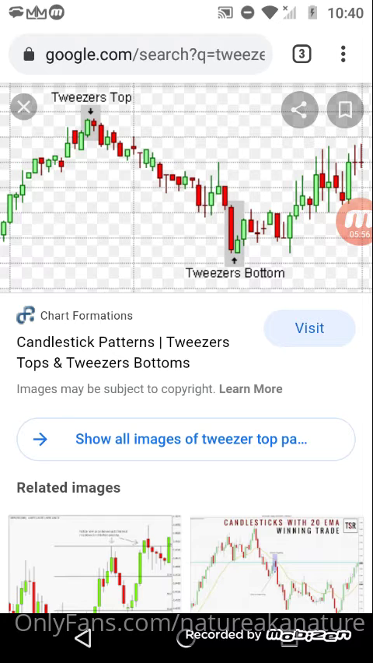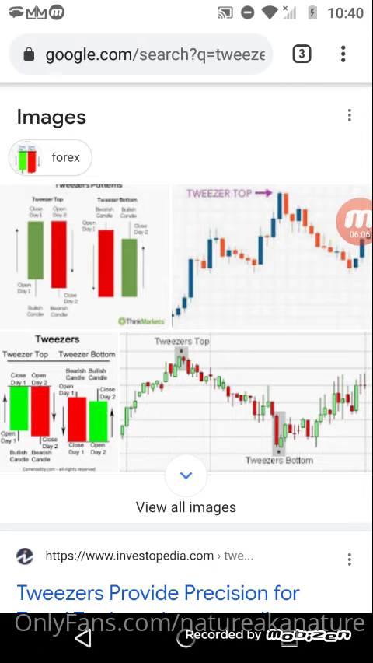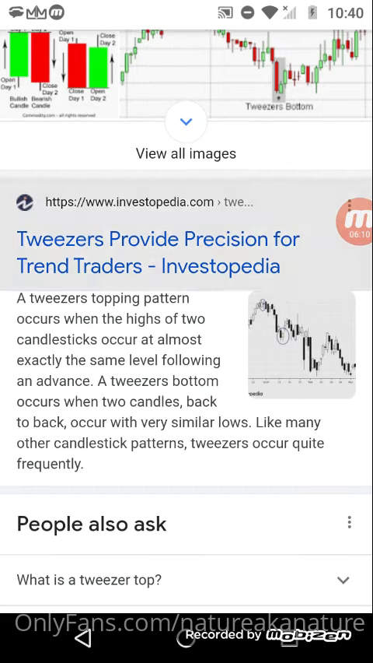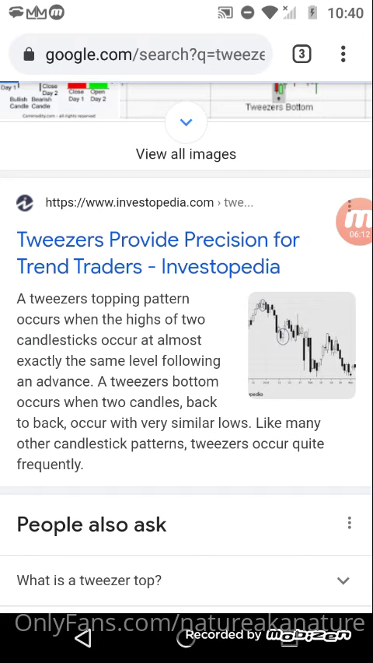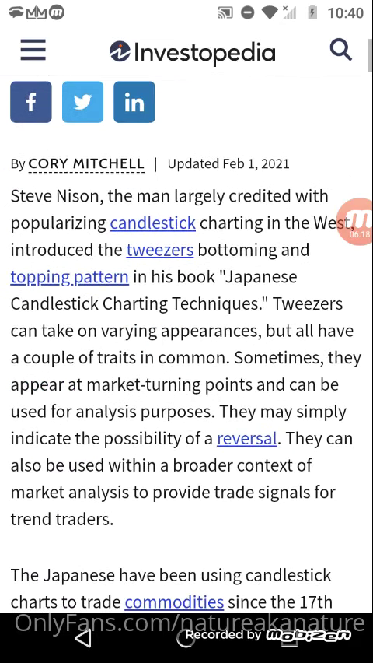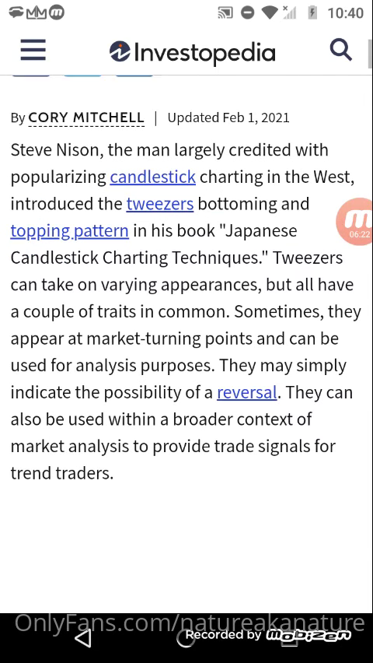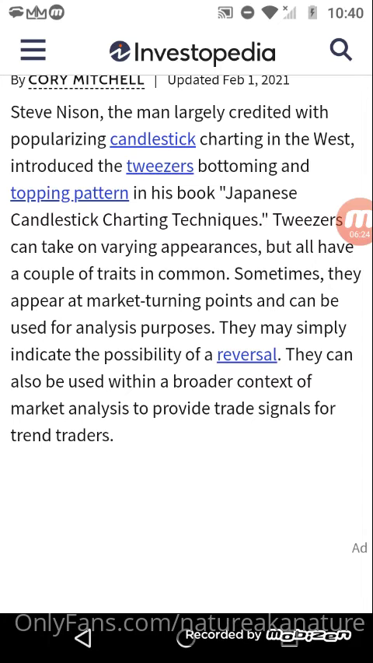They can be used with a broader context, by a market analyst, to provide a trade signal for trend traders. So really, it's a reversal pattern, but we just don't get in a trade right away. We have to look to see what the candlesticks do after that. Pay attention to the candlesticks that follow after you identify the two, or dual, candlestick pattern.